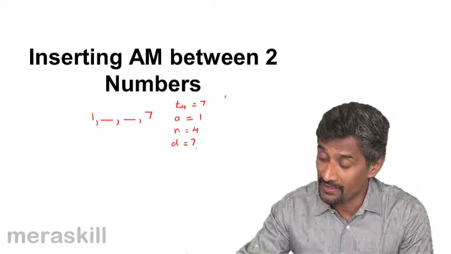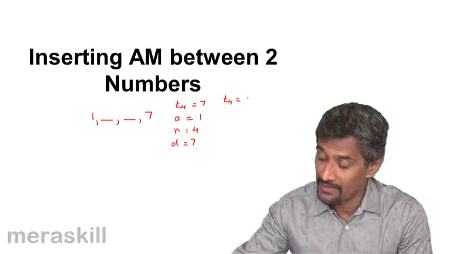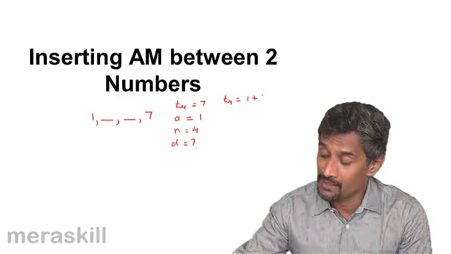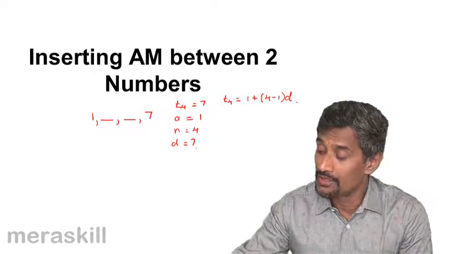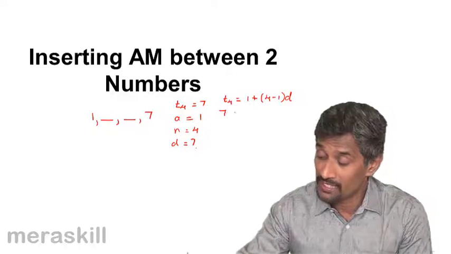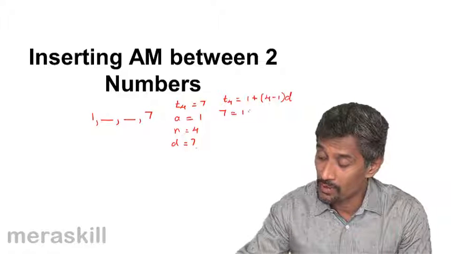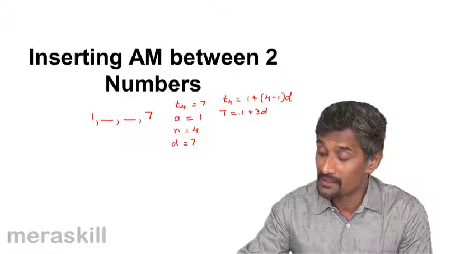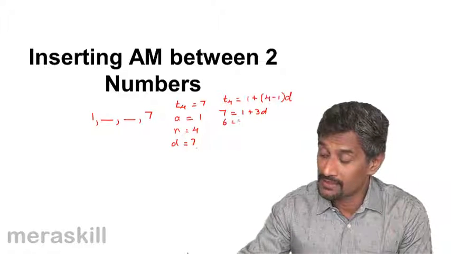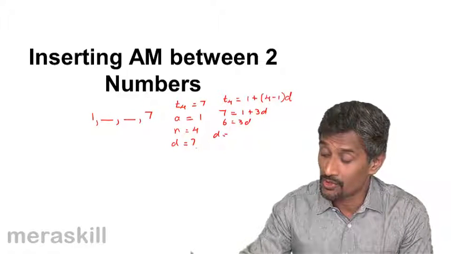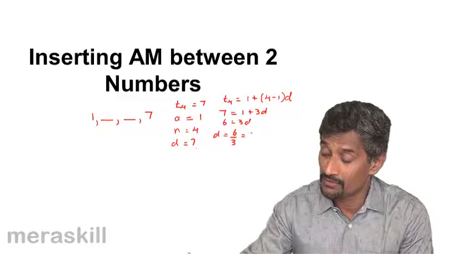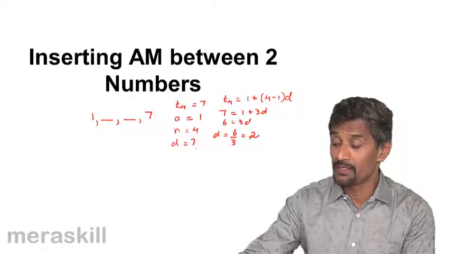So Tn, that is T4, is A, that is 1, plus N minus 1, that is 4 minus 1, times D, and we don't know what D is. T4 in any case is 7. So 7 is equal to 1 plus 3D. So 7 minus 1, 6, is equal to 3D. So D is going to be 6 upon 3, which is 2. So the common difference is 2.